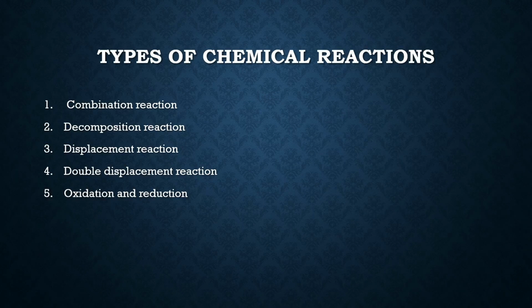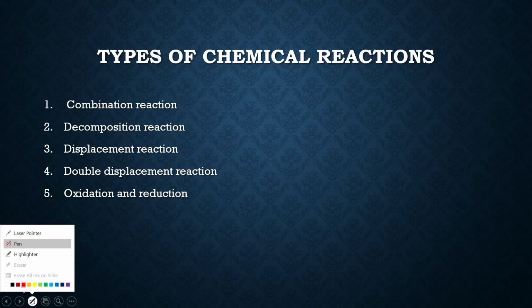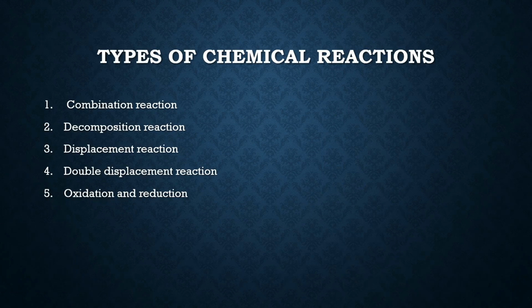Hello everyone, let's start part 2 of chemical reactions and equations, that is types of chemical reactions. There are mainly 5 types of chemical reactions. They are combination reaction, decomposition reaction, displacement reaction, double displacement reaction, and oxidation and reduction reaction. Now let us study all of them in detail.